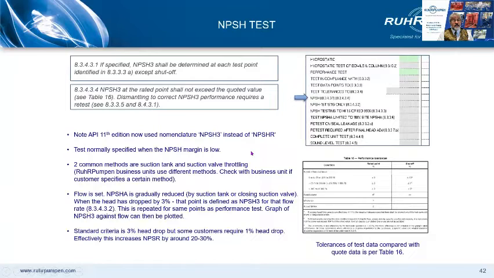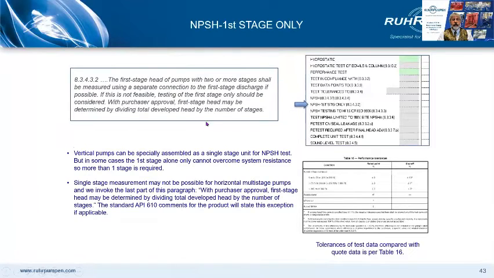And here the NPSH test. Again, I covered this in detail in part 1. We will look at NPSH first stage only, this option. This is usual for BS6 pumps. We would build it as a one-stage pump and NPSH test it. But with horizontal multi-stage pumps, it isn't possible. And API 610 does allow this. And it allows you to calculate the first stage head by dividing the total head by the total number of stages. And all vendors are going to be asking you for this dispensation.